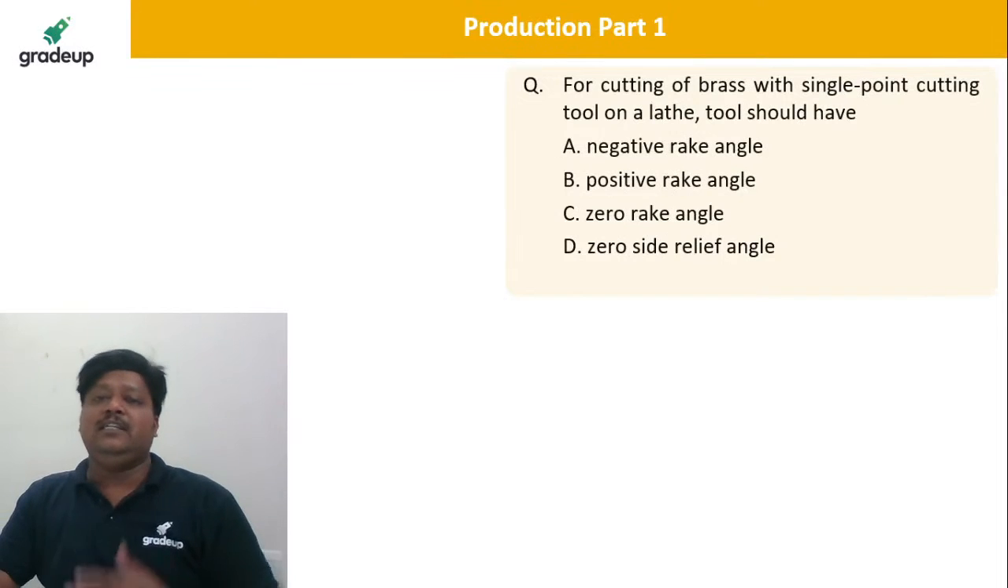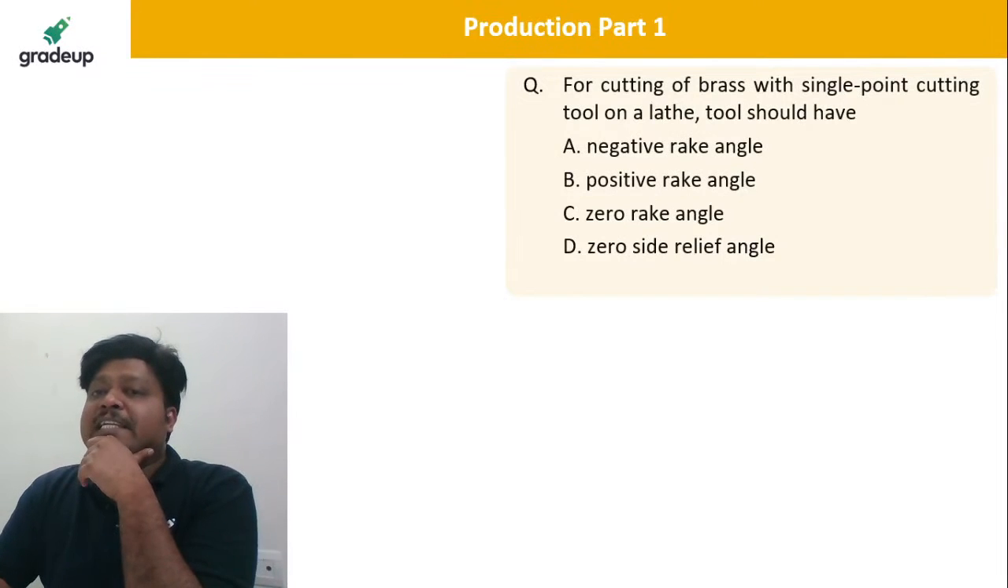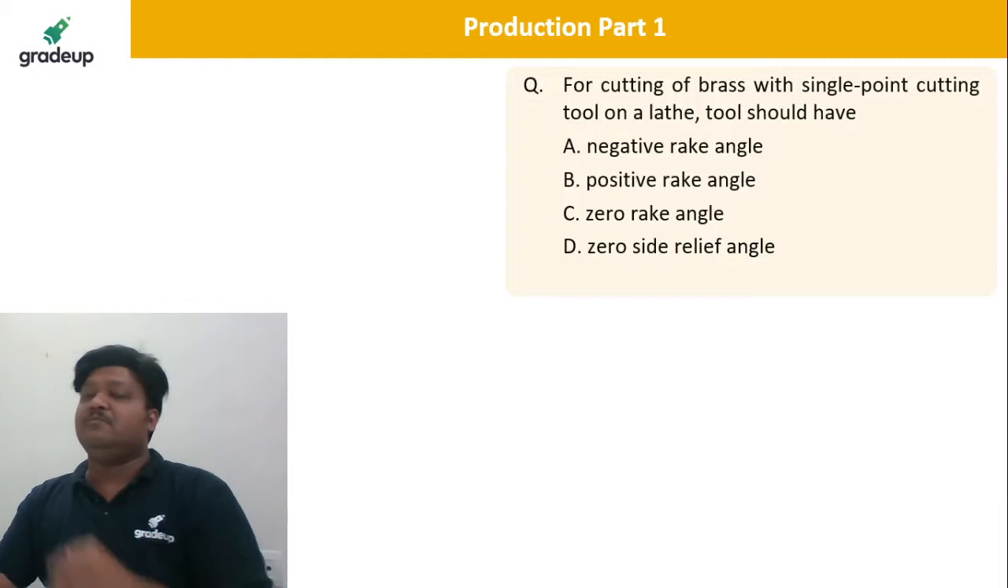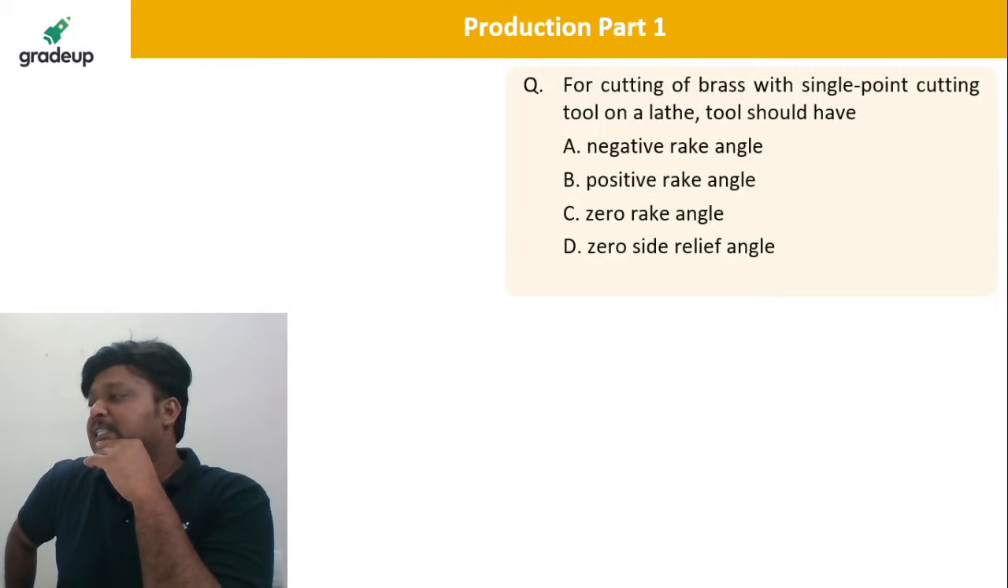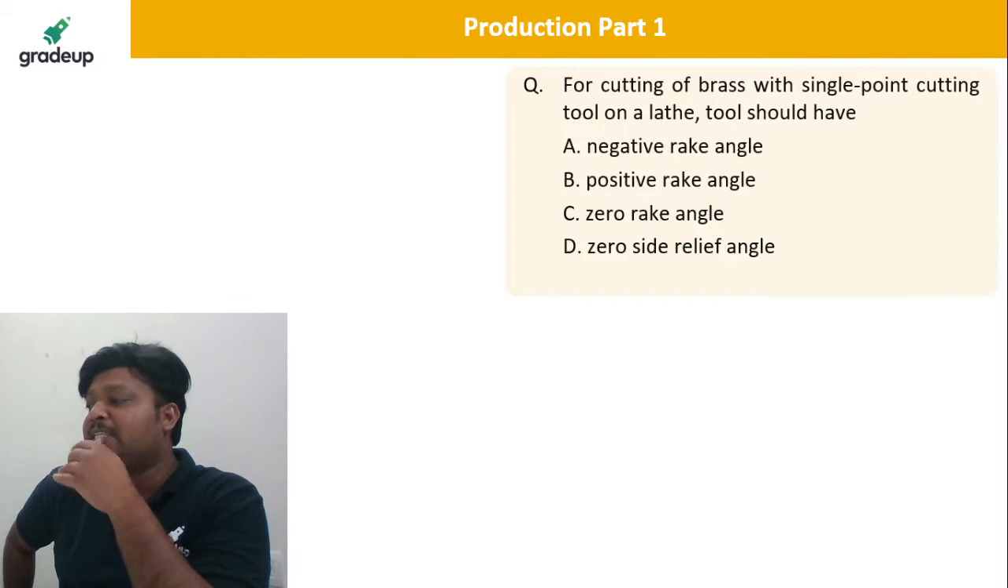Take the next question. For the cutting of the brass with a single point cutting tool on the lathe, the tool should have. Tell me. Come on, very fast. What is the answer? So for cutting the brass, generally it is cut with which tool angle? Yes. Come on, give me the answer.